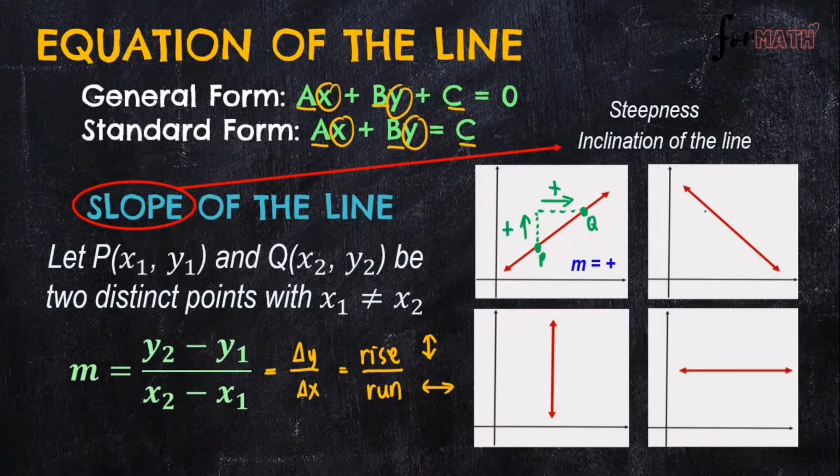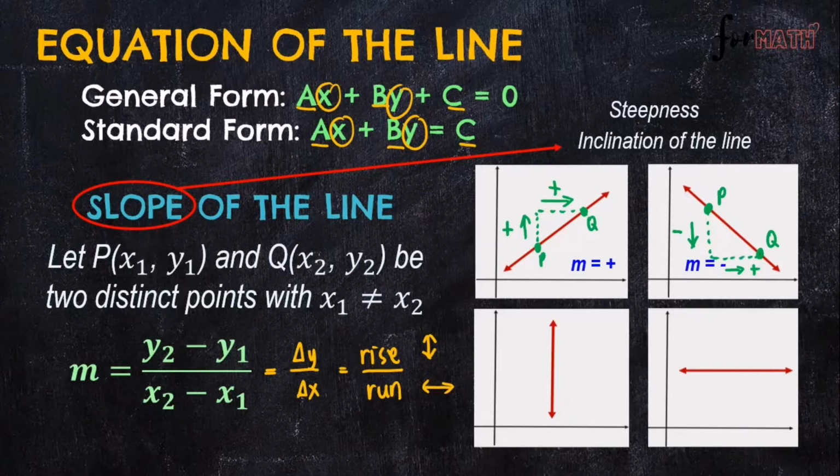And then for the second figure, let's say this is our point P, and this is our point Q. When we get the slope, we go down, so that's negative. Then we go to the right, and that's positive. So, based on our equation, negative divided by positive, the answer is negative. Therefore, the slope for the second figure is a negative slope.